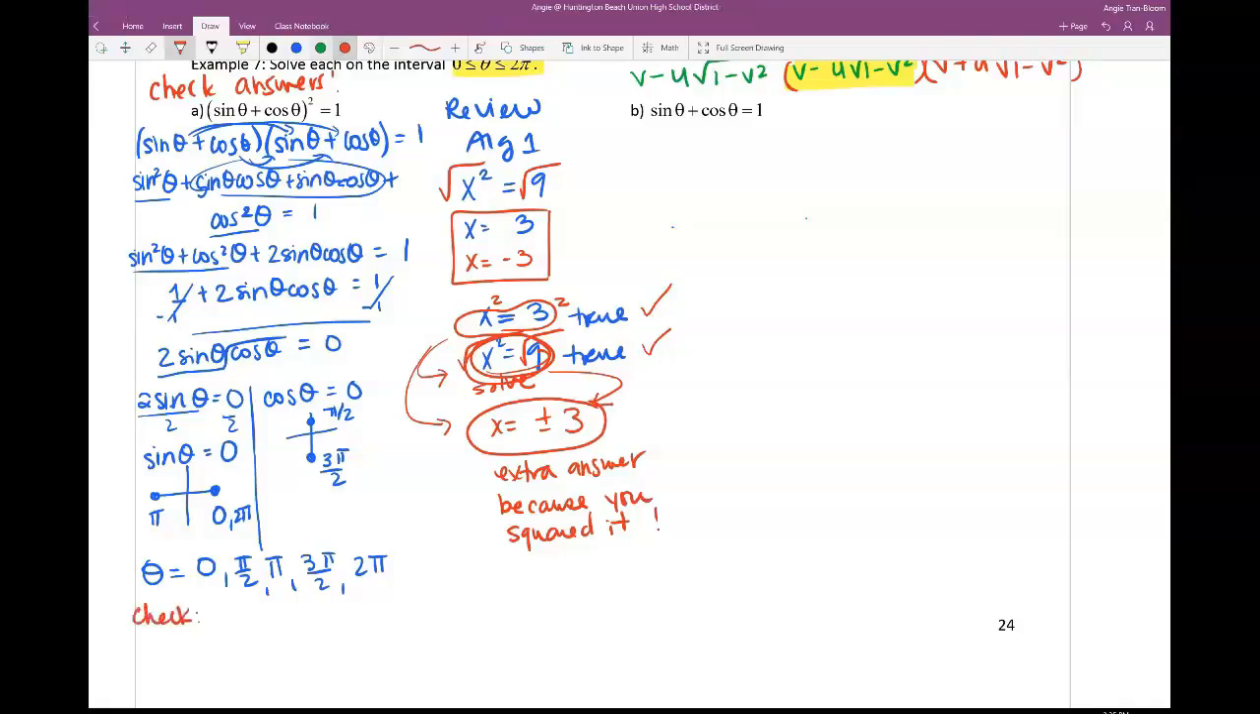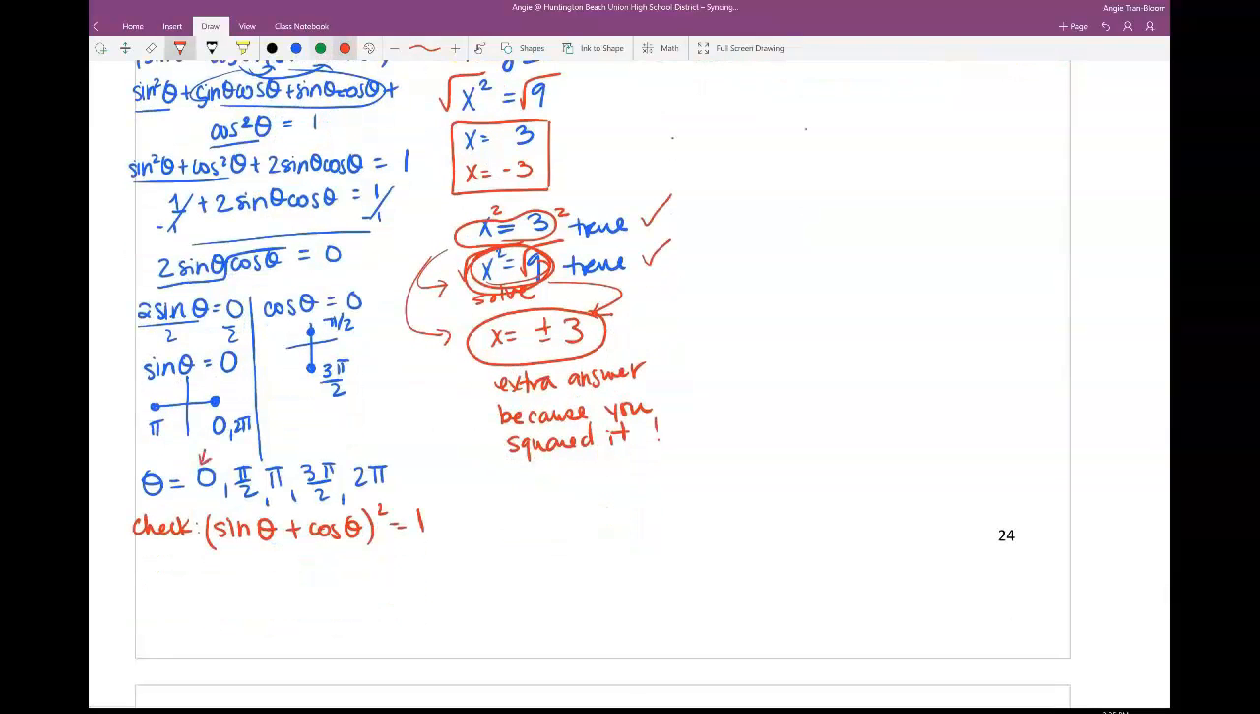Okay, so my original question is sine of theta plus cosine of theta, all of this square equals 1. Then my first angle is 0. So sine of 0, oops, I wrote theta, but it's supposed to be 0. Sine of 0 plus cosine of 0, square, question mark, equals 1. Well, sine of 0 is 0. So 0 plus 1, everything square equals 1. Checked, I can keep 0.